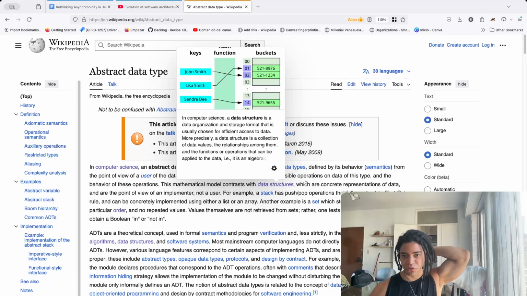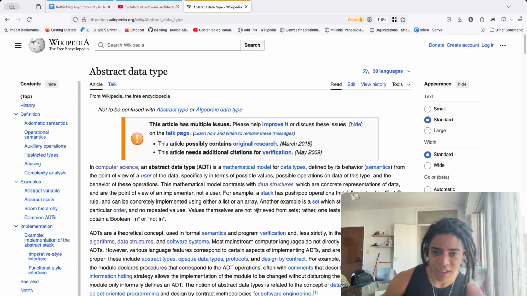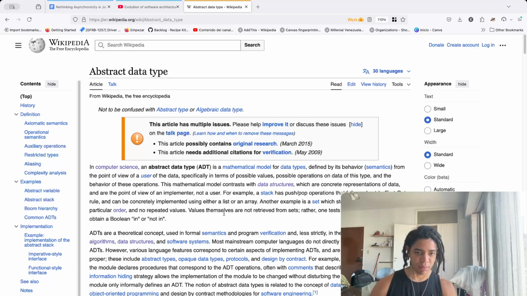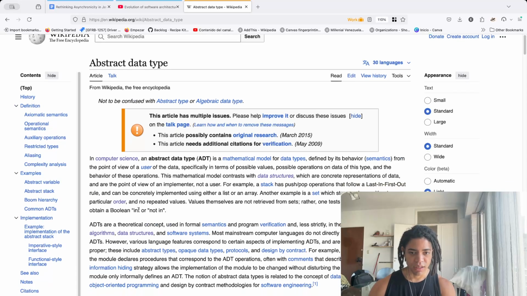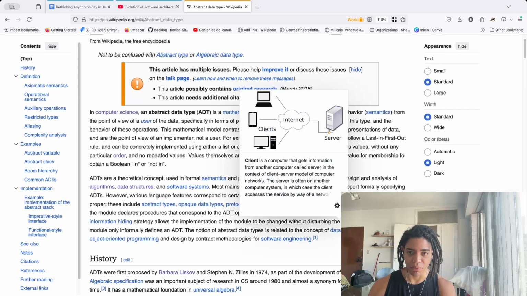It contrasts with data structure, which are concrete representations of data, and can be concretely implemented using either a list or an array. Another example is a set, which stores values without any particular order and no repeated values. Values themselves are not retrieved from sets. Rather, one tests a value for membership to obtain a boolean. Exactly. This information hiding strategy allows the implementations of the model to be changed without disturbing the client programs.